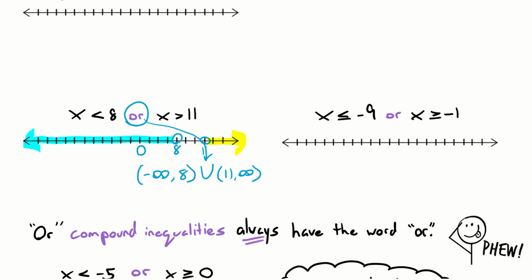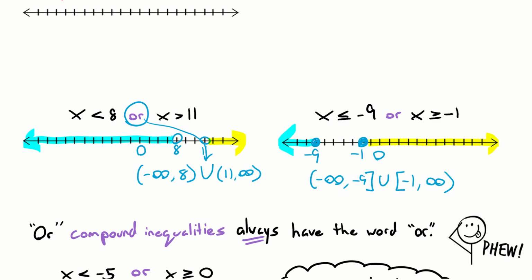All right, can you pause the video now, and can you graph x is less than or equal to -9, or x is greater than or equal to -1, and then also write it in interval notation. Don't forget the U symbol that represents OR. Pause the video now, give it a shot. When you're done, unpause it. Let's see how you did.